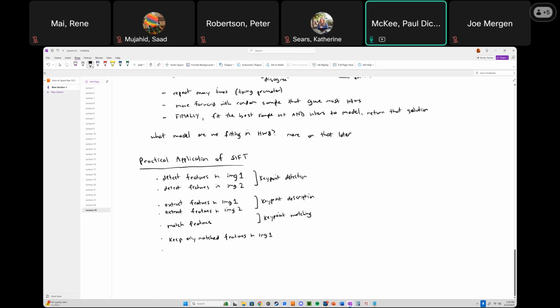So this is that Venn diagram part, right? We had a whole bunch of image 1 features, a whole bunch of image 2 features. We find the correspondence between them. Some of those correspondences are wrong, but if there's no correspondence found, we just throw it away. So we keep only the matched features in image 2. And so this is down selecting.